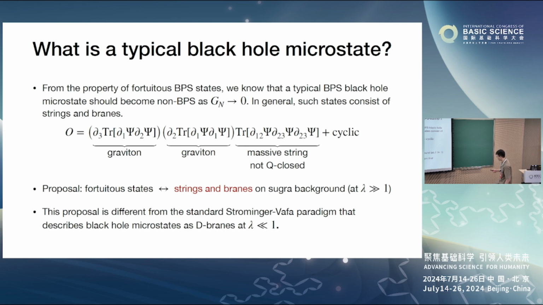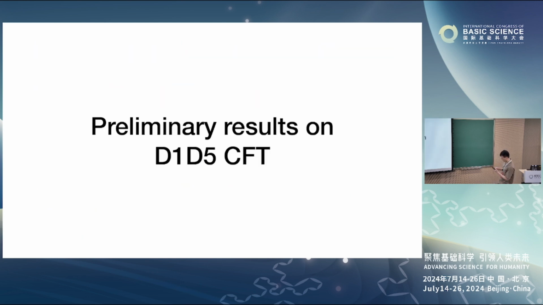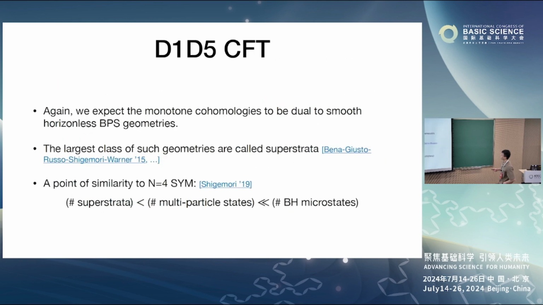Good. Okay. Because of the lack of time, let me skip the part about D1, D5, and just mention that at D1, D5 there's actually a very similar story. In D1, D5, there's a very large class of smooth and horizonless geometries, and you can count them. They are called superstrata. You can count the number of them, and this number is bounded by the number of multi-gravitons in the bulk. And we also know that the number of multi-gravitons is much smaller than the number of black hole microstates. So in D1, D5, this number is like the number of monotone operators at infinite n, and this number is the number of fortuitous operators.